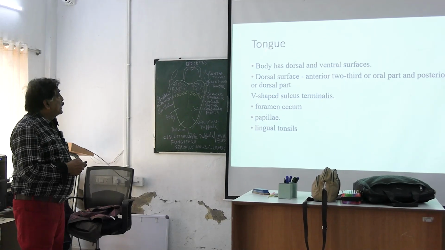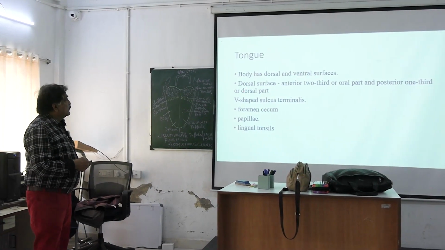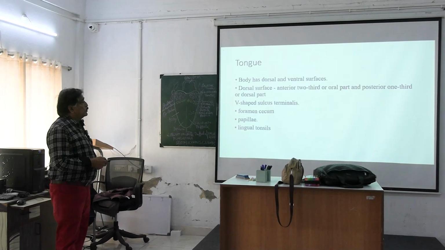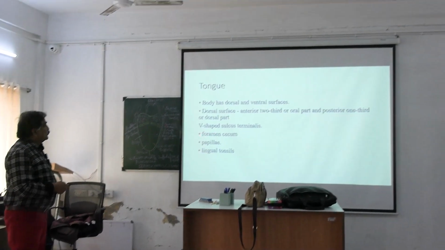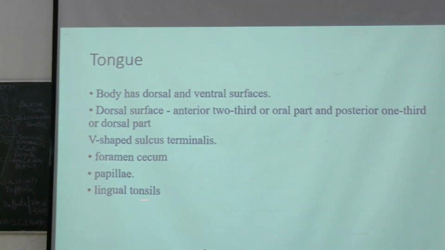Body, tongue. The body has a dorsal and ventral surface. Dorsal surface: anterior 2/3 oral part and posterior 1/3 dorsal part. V-shaped sulcus terminalis, foramen cecum, papillae, lingual tonsils.